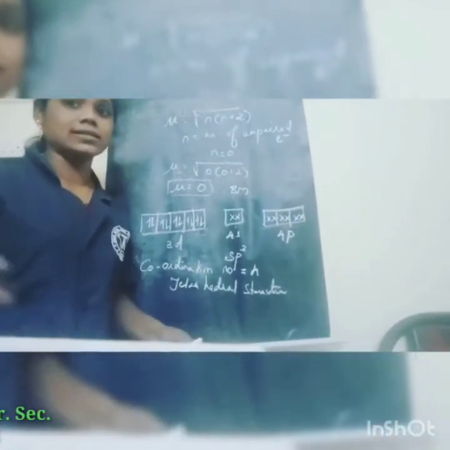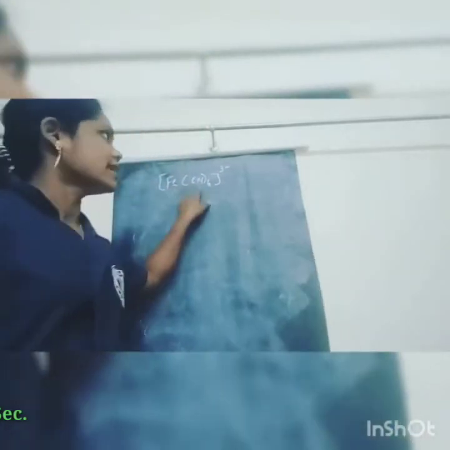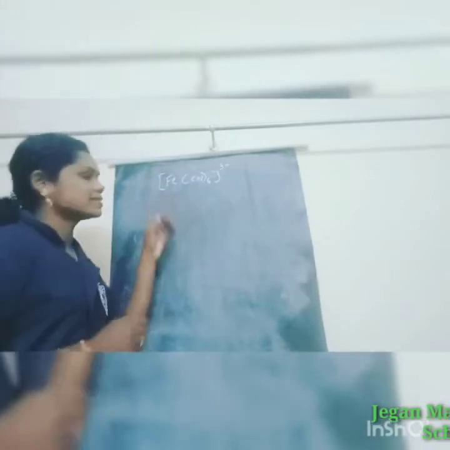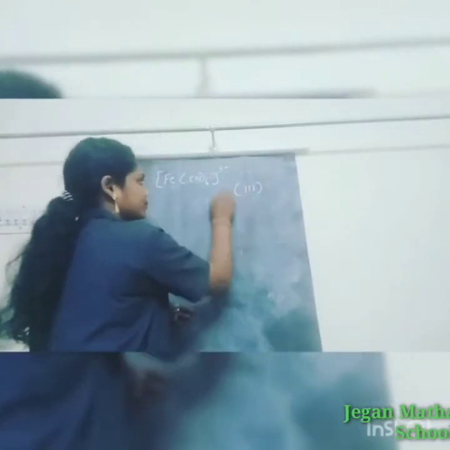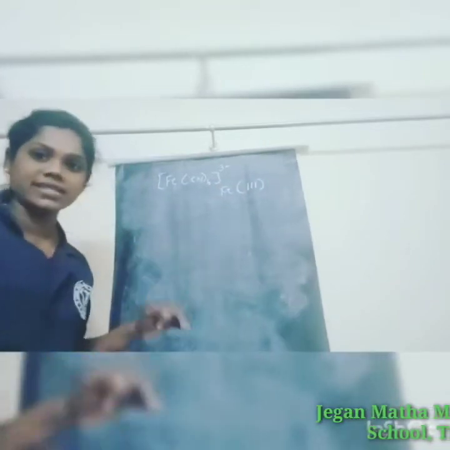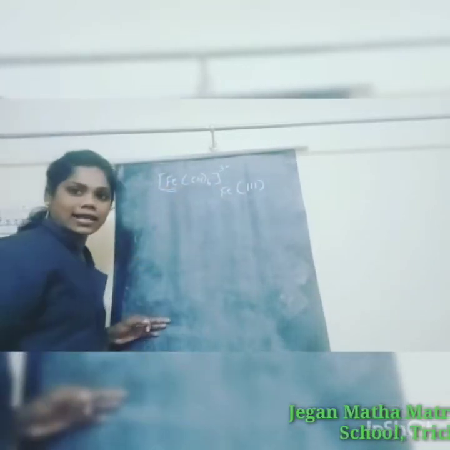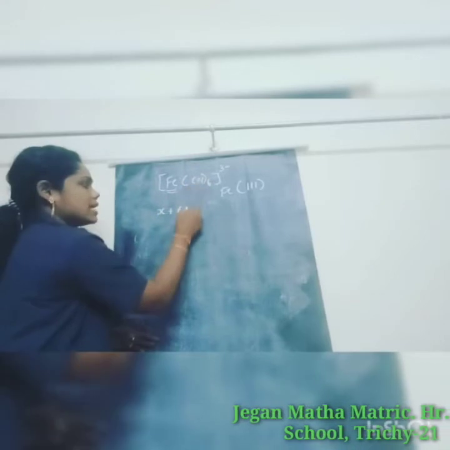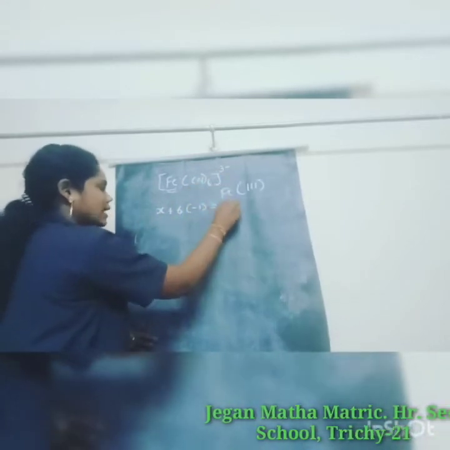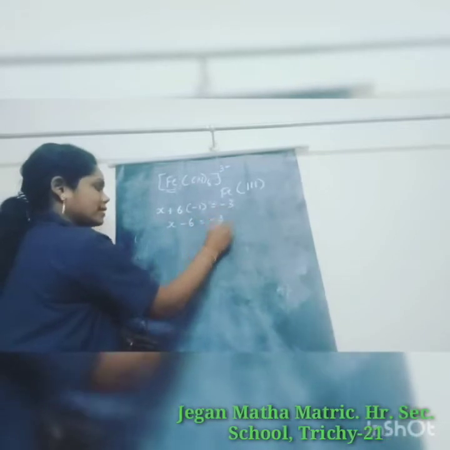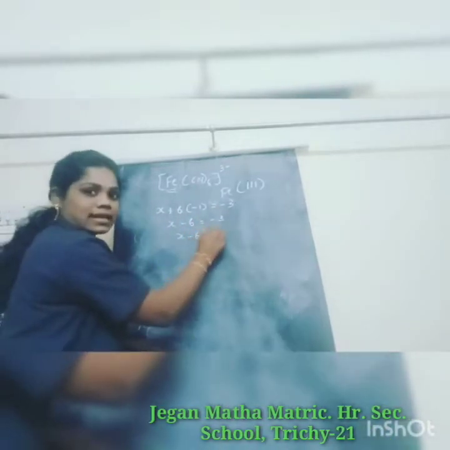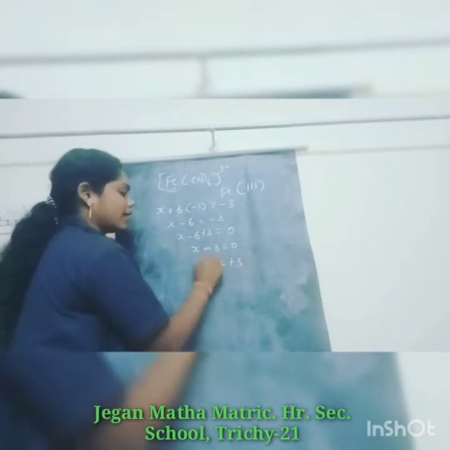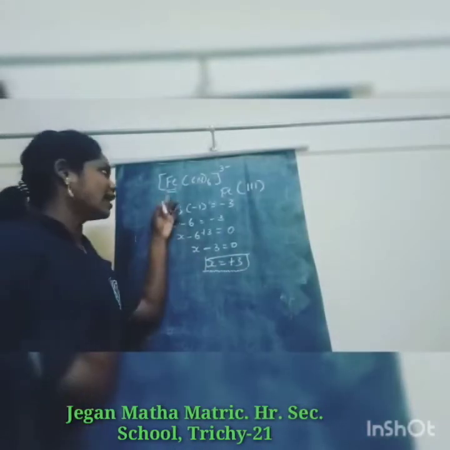The next complex is [Fe(CN)6]3-. First we find the oxidation state of iron. The oxidation state of iron is 3. How do we find it? We don't know the oxidation state of the central metal atom iron, so X plus 6 times the charge of CN, which is minus 1, is equal to minus 3. So X minus 6 is equal to minus 3, X minus 6 plus 3 is equal to 0, X minus 3 is equal to 0, so X is equal to plus 3. The oxidation state of iron is plus 3.